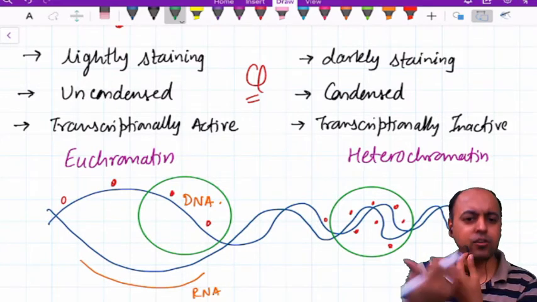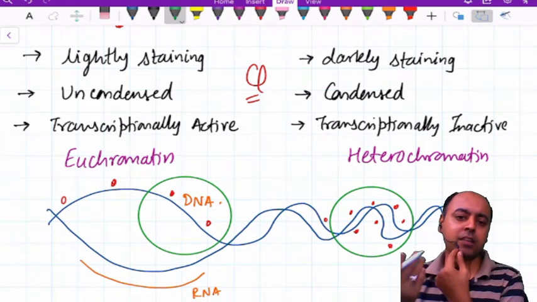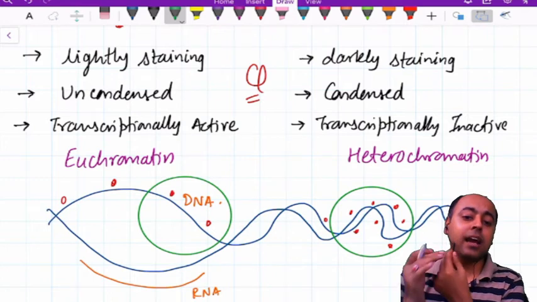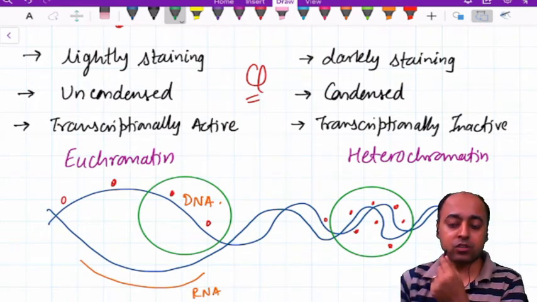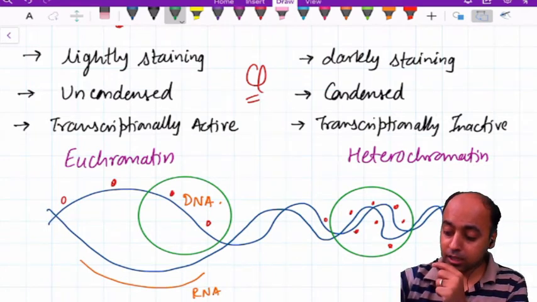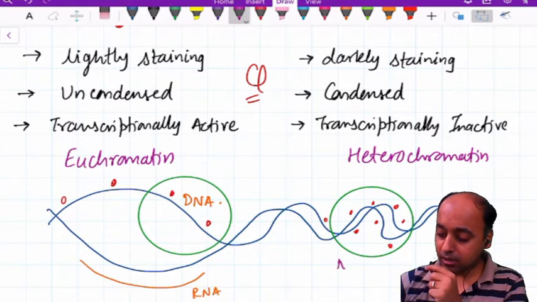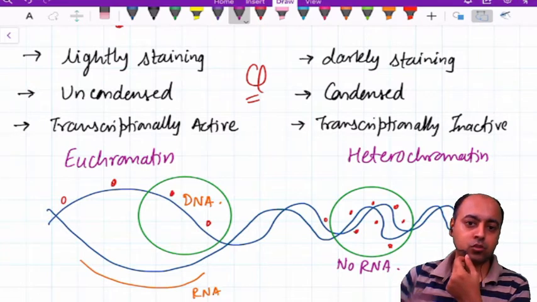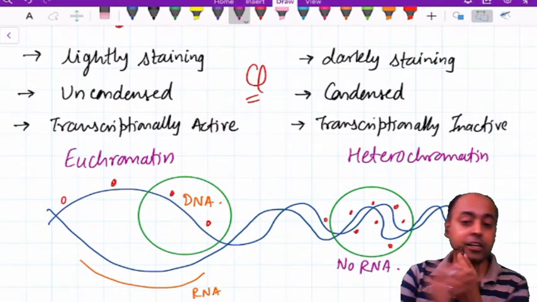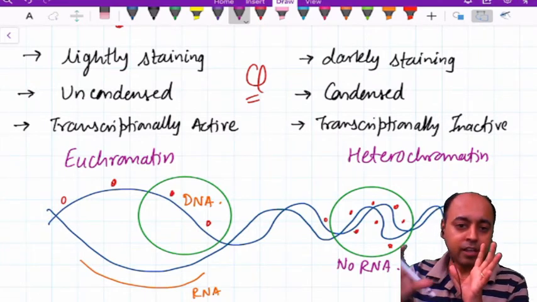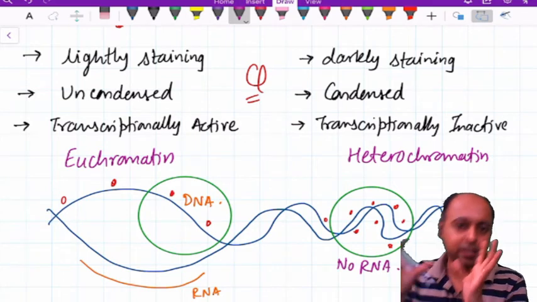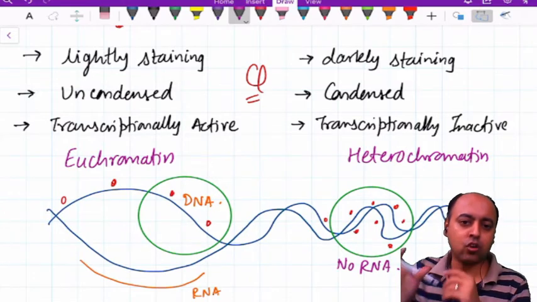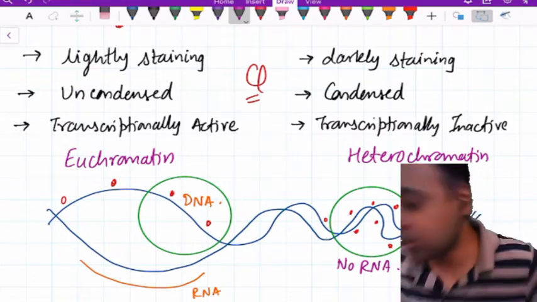So all three points can be shown within the same diagram. I removed the DNA for better understanding, but you can draw the diagram like this, showing the three points: uncondensed, lightly staining, and the transcription active. Whereas on the other side, condensed, darkly staining, and no RNA is being formed. So very commonly the difference between euchromatin and heterochromatin is asked. This is how we can write the three points of differences. Draw the diagram, and finish. If it is only 2.5 marks, that is all you need to do, and you'll get your marks.